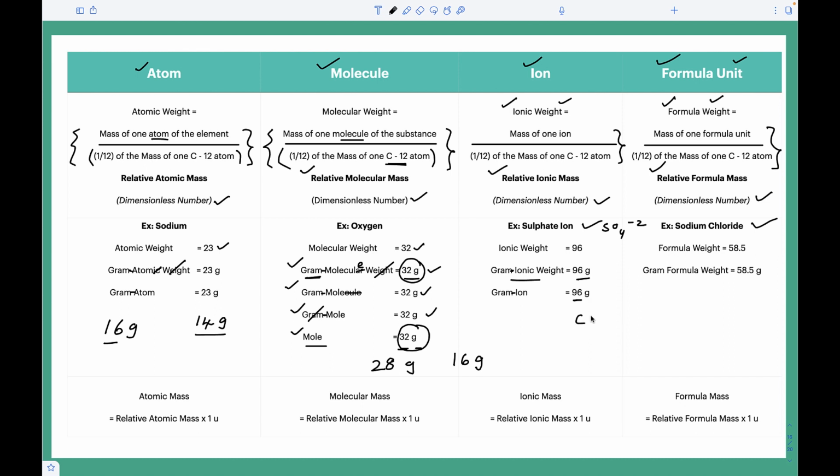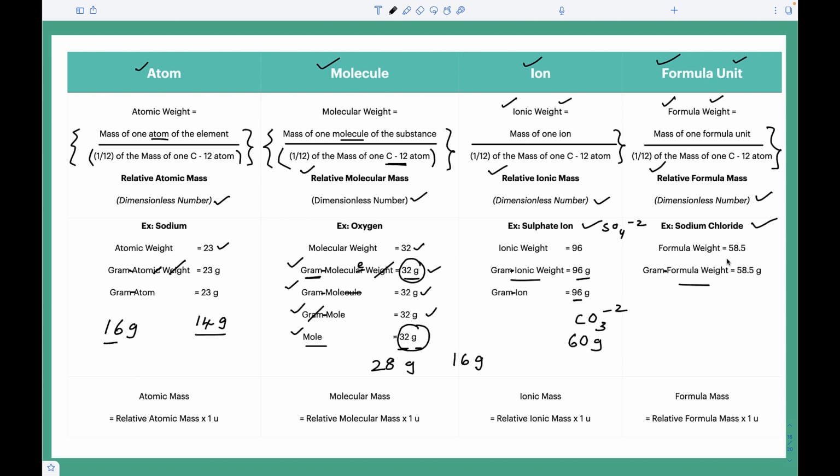Now, can you tell what is 1 gram ion of carbonate ions? 12 plus 48. Is it 60? So 60 grams of carbonate ions is 1 gram ion of carbonate ions. Similarly, for sodium chloride, formula weight is 58.5. So if you take 58.5 grams of sodium chloride, that means you have 1 gram formula weight of sodium chloride, and there is no shorter name for gram formula weight.